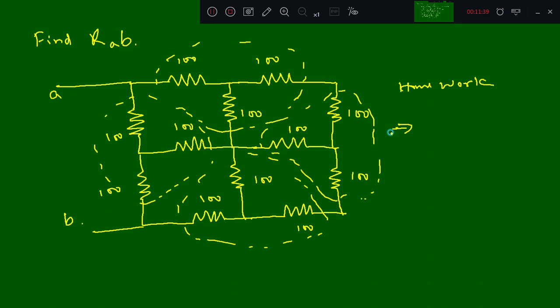Then the answer is nothing but 125 ohms. Please solve it and get the answer.